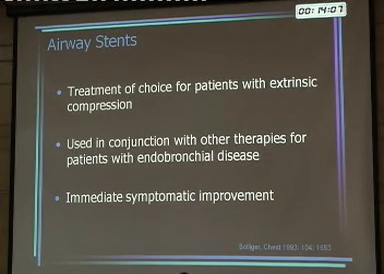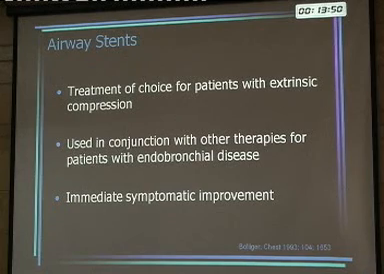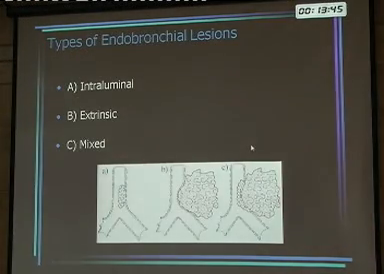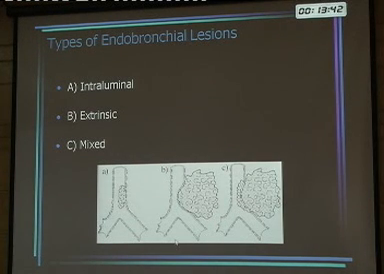Airway stents play a significant role in the treatment of central airway obstruction. It's the treatment of choice for patients with extrinsic compression of the airways. It can be used in conjunction with other treatments of endobronchial disease, such as laser and electrocautery, and can lead to immediate symptomatic improvement. A reminder of the types of lesions we see in the airways: type A is endoluminal disease, type B is extrinsic compression, and type C is mixed disease. Stents really work best in type B, when there's extrinsic compression.